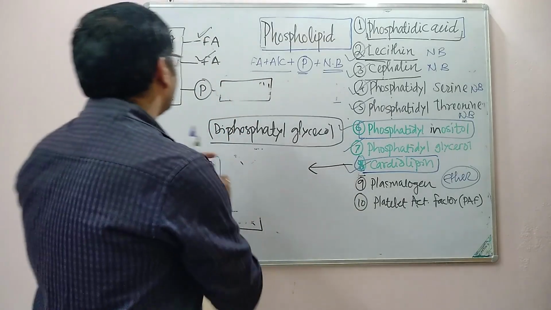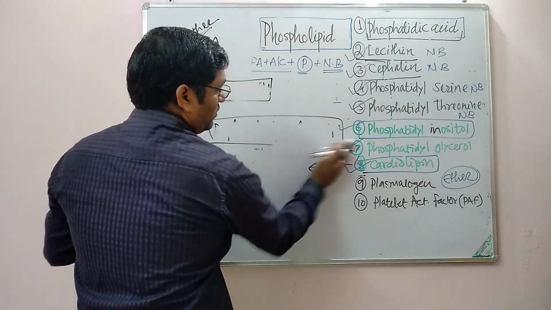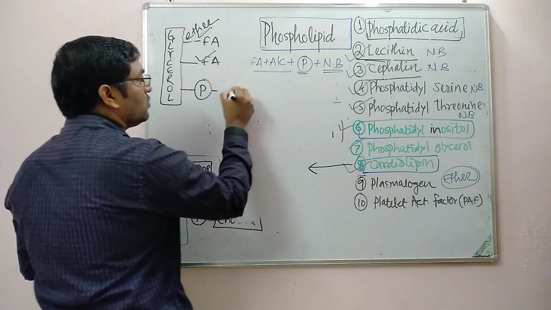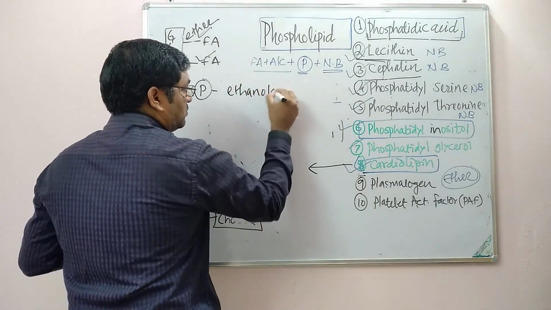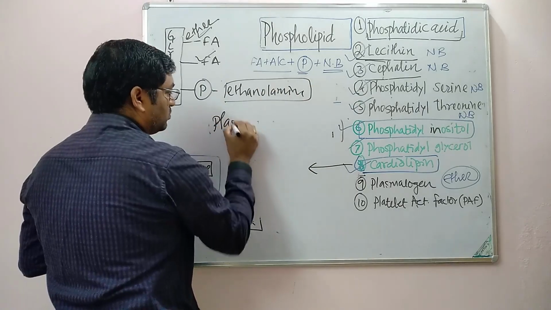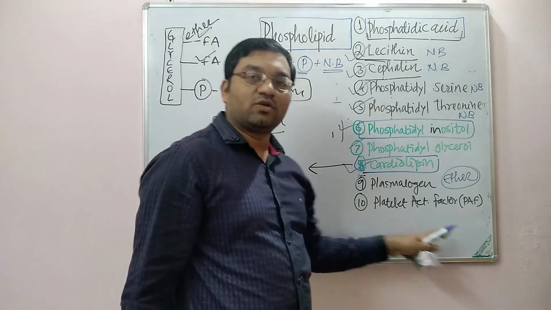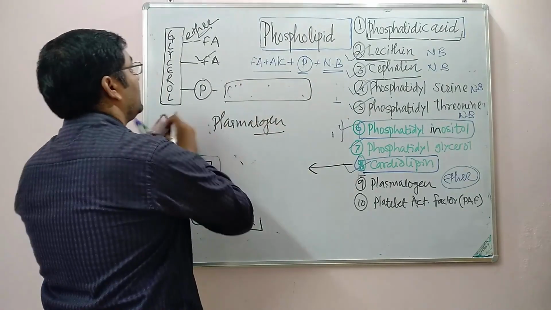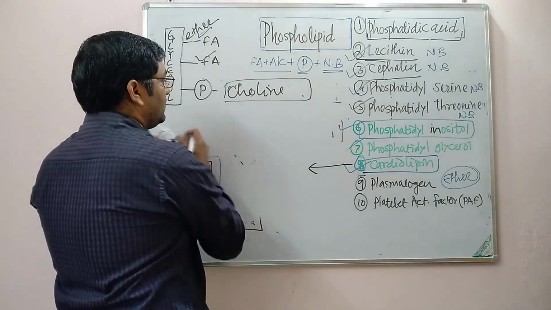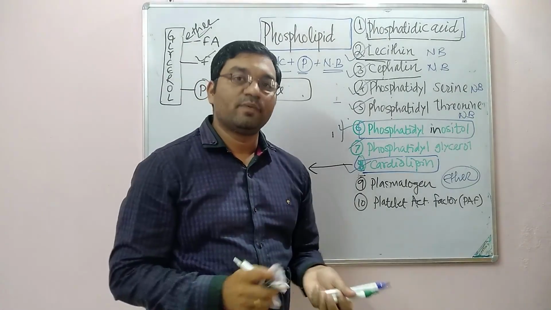Then there is ether linkage. Here is the ether linkage in plasmalogen, and the nitrogen base in plasmalogen is generally ethanolamine. This is the structure of plasmalogen. And in platelet activating factor, the nitrogen base is choline, and the linkage is also ether linkage. So this is in short the discussion of all phospholipids.